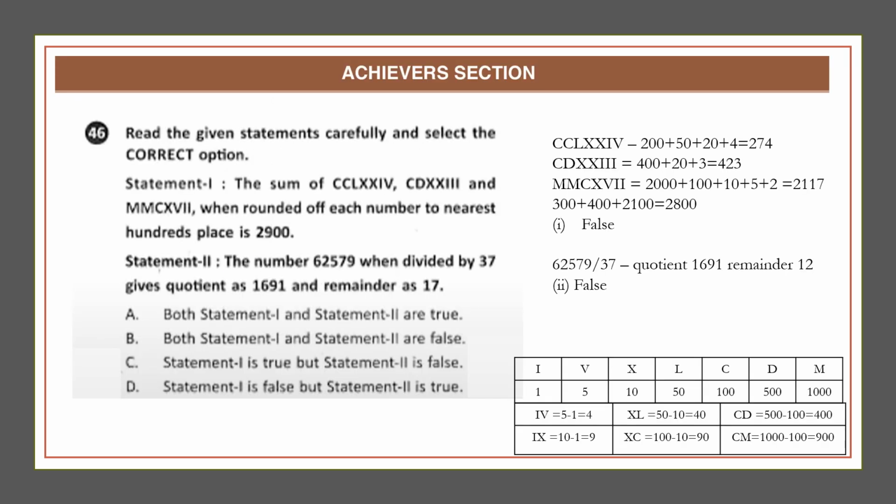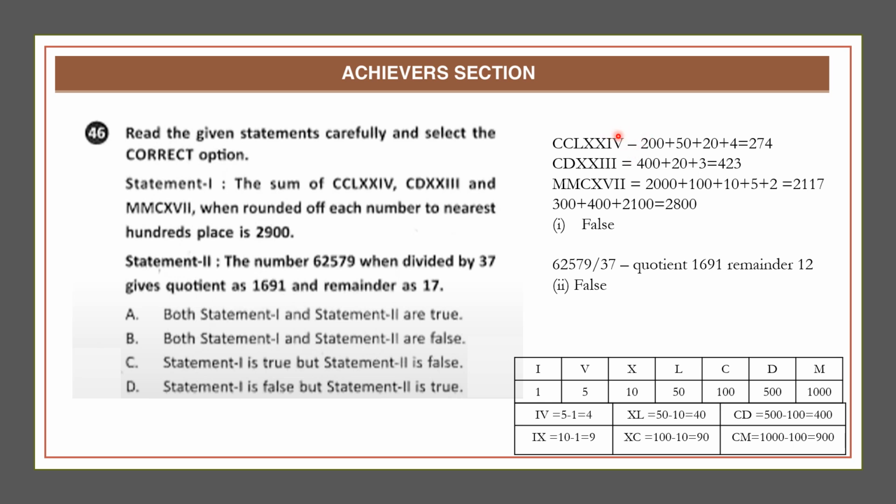Now we are in the achievers section. Question number 46. Read the given statements carefully and select the correct option. Statement 1. The sum of CCLXXIV, CDXXIII and MMCXVII when each number is rounded off to the nearest 100 is 2900. Let's first calculate their numeric value, then round off each number and then add.